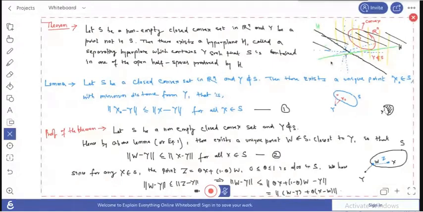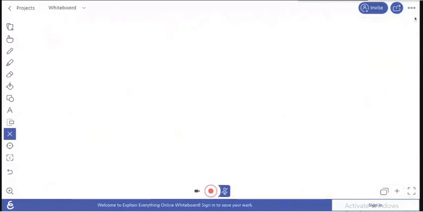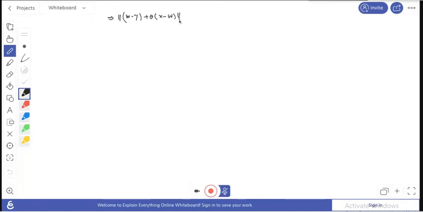On the next page we write: this implies that the norm of w minus y plus theta times x minus w is greater than or equal to the norm of w minus y. Okay, and this is equation number 1, 2. So this is 3. Okay.